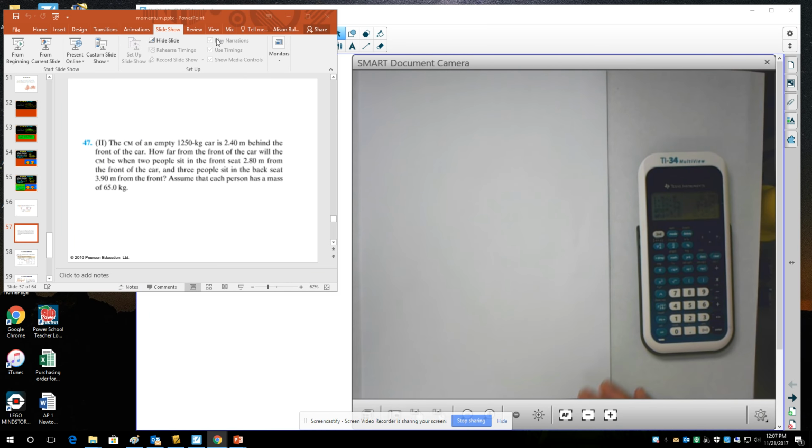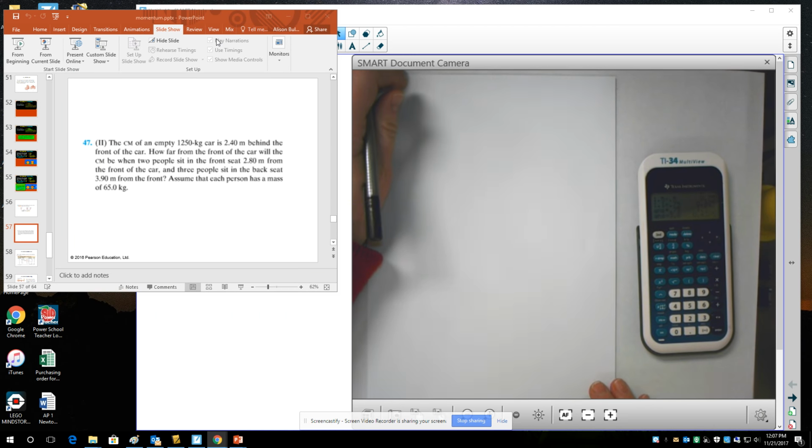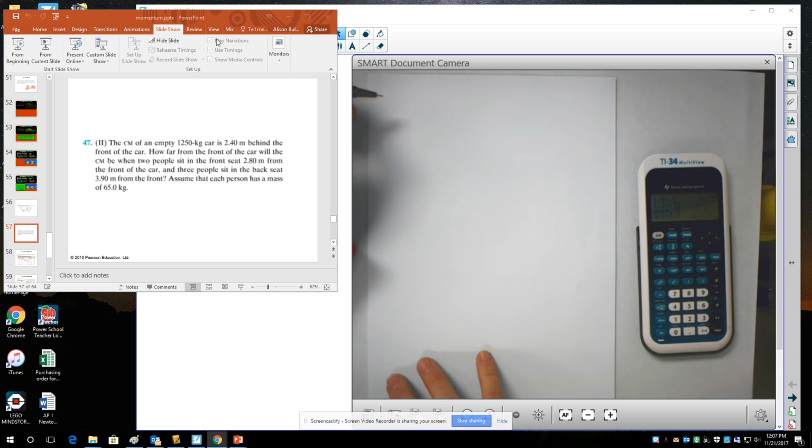Next problem, number 47. The center of mass of an empty 1,250 kilogram car is 2.4 meters behind the front of the car. How far from the front of the car will the center of mass be when 2 people sit in the front seat, 2.8 meters from the front, and 3 people sit in the back seat, 3.9 meters from the front? Assume each person has a mass of 65 kilograms.